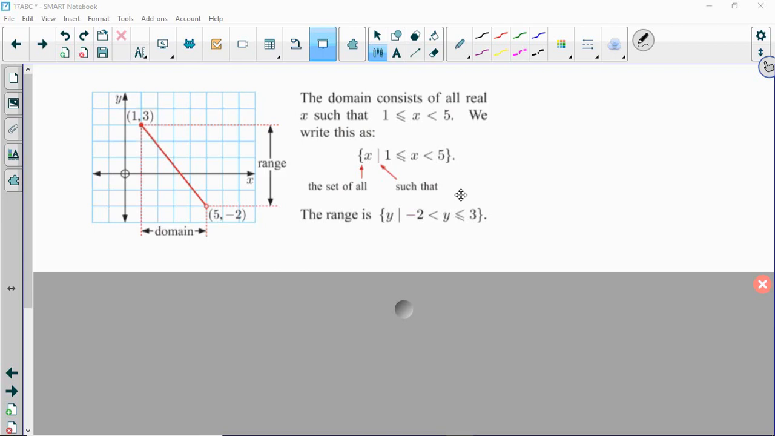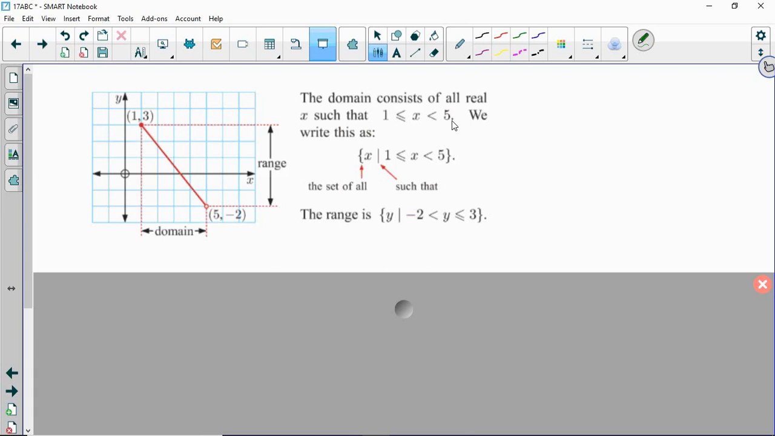So in this first one, it looks like part of a line. We notice that it's filled in at this endpoint, but it's not filled in at that endpoint. So if we're considering the x values, what are the x values that are allowed? This is an x value of 1, and we've got every x value in between there and this last one, which is 5, but 5's not included. So we could say that the domain is 1 less than or equal to x less than 5.